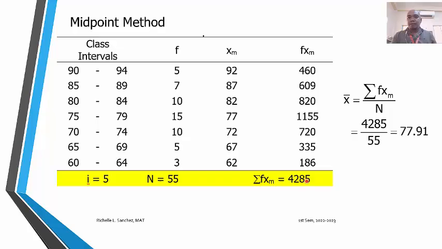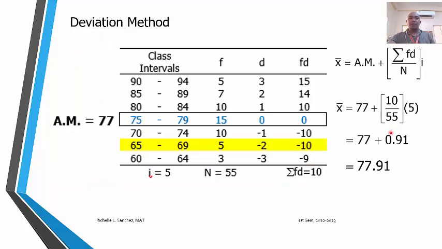So we get the sum. We have 4,285. Since we have already the value for the summation of fxm, we can now plug it into our formula. As we computed earlier, the sum of fxm is 4,285 divided by n, which is 55. We get 77.91. So this is how our mean is computed using the midpoint method.